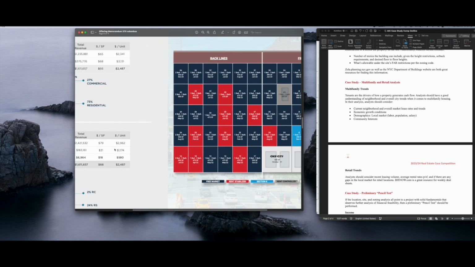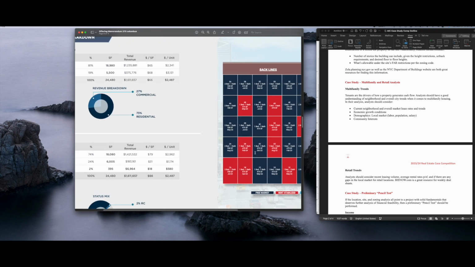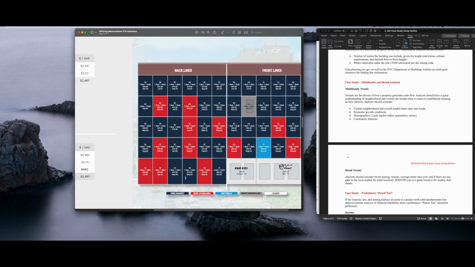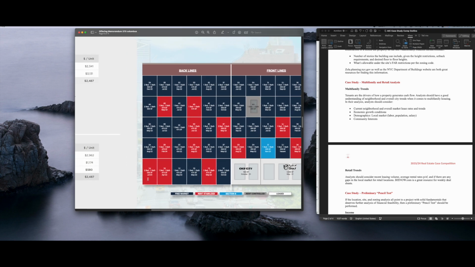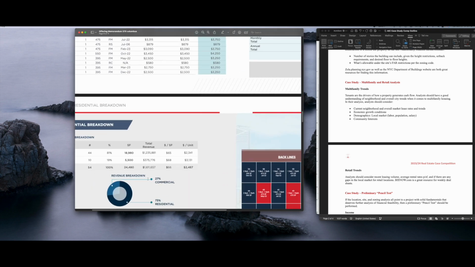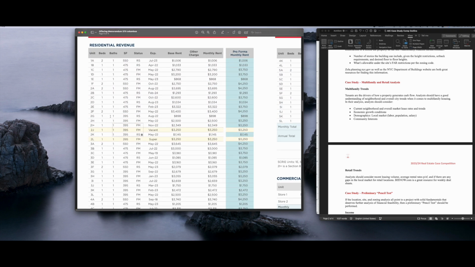So if you take a look at, let's say, 1A and 1B, that's a perfect example because I think these are the only two units that are side by side that are rent stabilized. So yeah, 1A and 1B. Here we see 1006. Let's pull out the calculator.